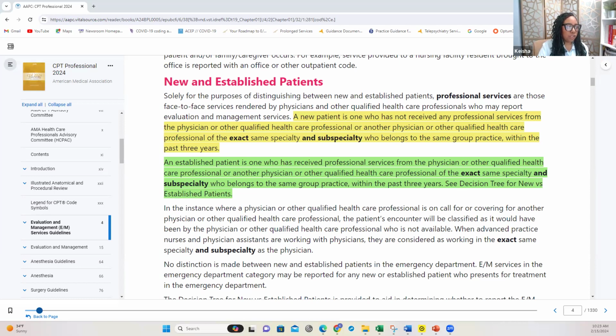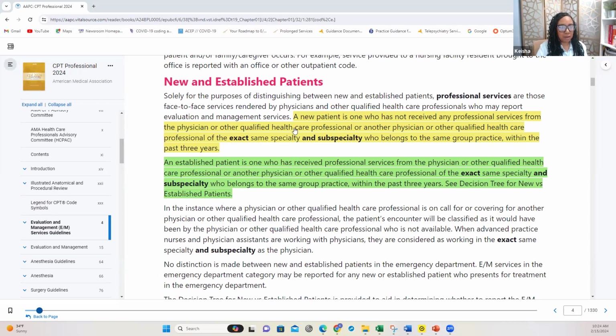The professional services are those face-to-face services rendered by physicians and other qualified healthcare professionals who may report evaluation and management services. Remember, other qualified healthcare professionals can be nurse practitioners, PAs, midwives; that whole category of clinicians can fall within that. Let's look at the highlighted section. A new patient is one who has not received any professional services from the physician or other qualified healthcare professional, or another physician or other qualified healthcare professional of the exact same specialty and subspecialty who belongs to the same group practice, within the past 3 years. 3 years, very important. You want to highlight that section.